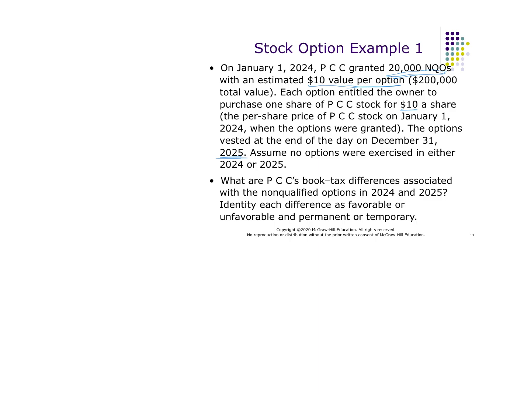So what do we have going on? We have this company who is giving employees stock options. So it's giving the employees the option of buying stock for $10 a share. The options vested at the end of the day on December 31st, 2025. No options were exercised in 2024 or 2025.